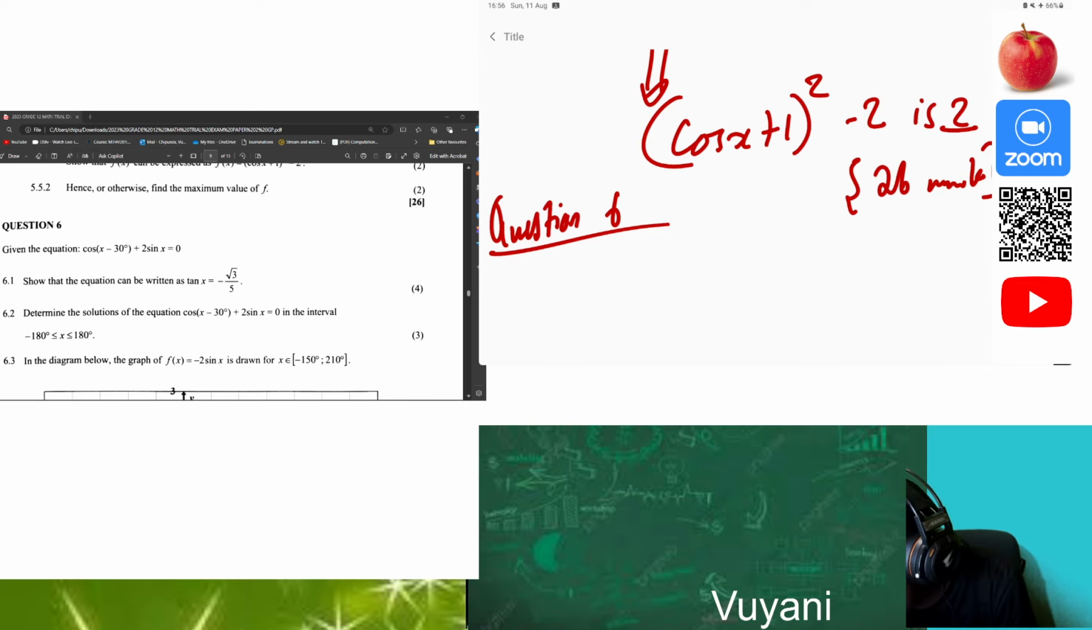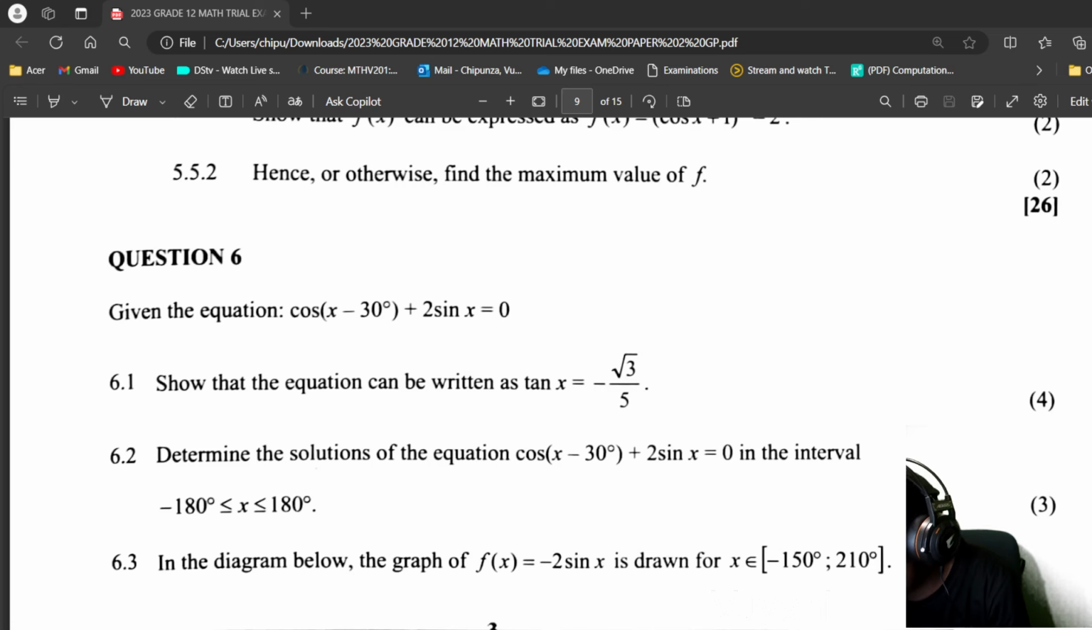Let me try to maximize the screen so that you can see this question properly. So on that question, we are given that cos of (x minus 30 degrees) plus 2 sine x is equal to 0. So from that point, guys, we can show what they want us to show. So let's minimize the screen.